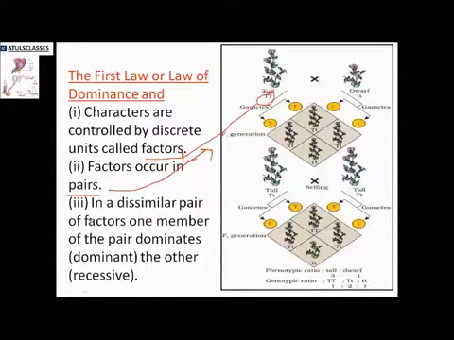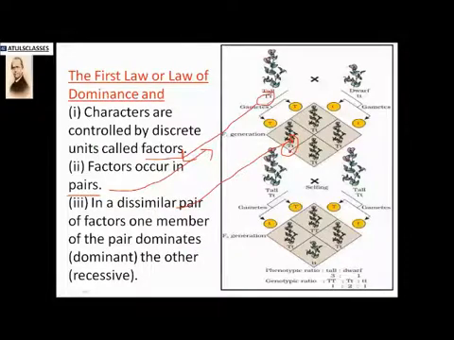In a dissimilar pair of factors, one member of the pair dominates. These are dissimilar. One is dominant and another is recessive. Only one character is expressing and the other is recessive. The character that expresses is the dominant character.